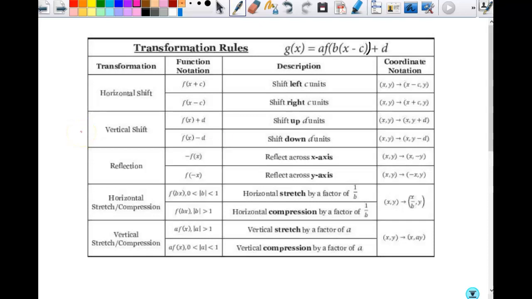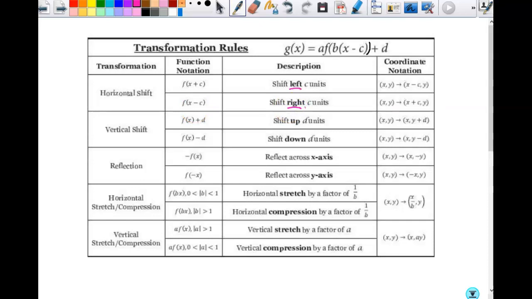Now notice when you shift up, it's plus D, and shift down, it's minus. But for X, X lies. So when it's horizontal, and when it's X plus C, you actually go to the left. X minus C, you actually go to the right. Do y'all remember that stuff? X is a liar. Okay, that's the easiest way to remember it.